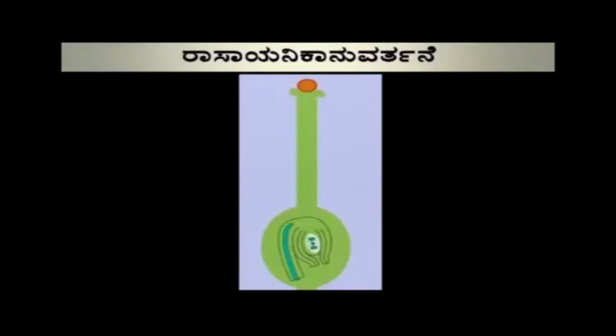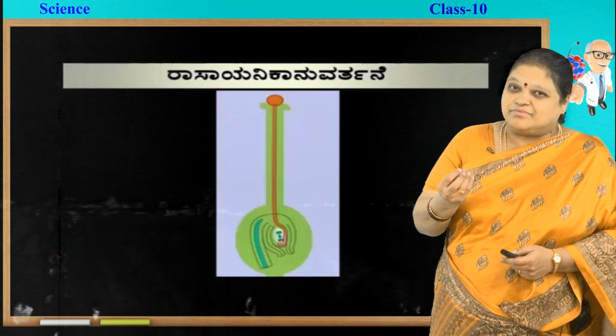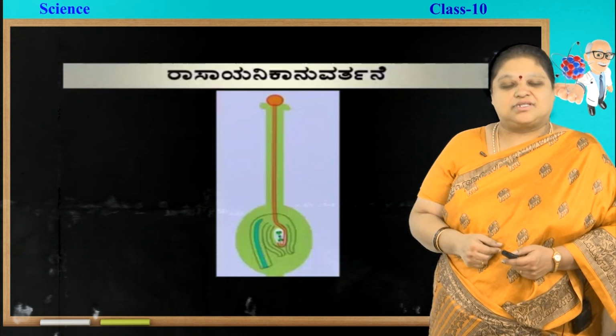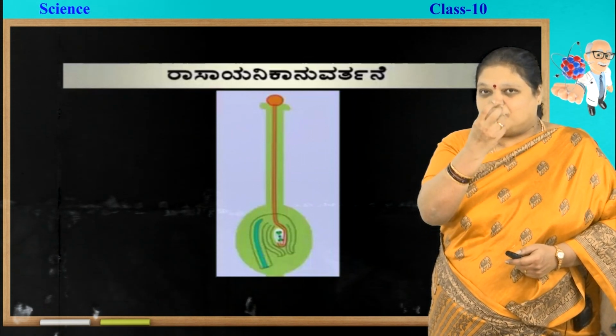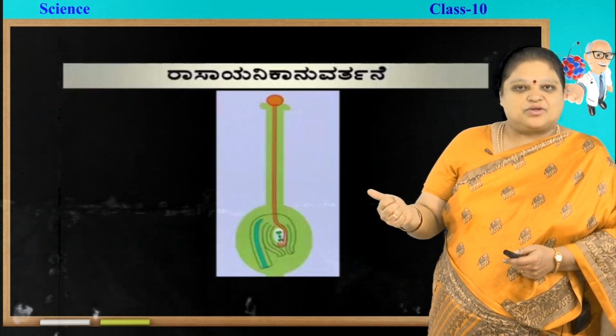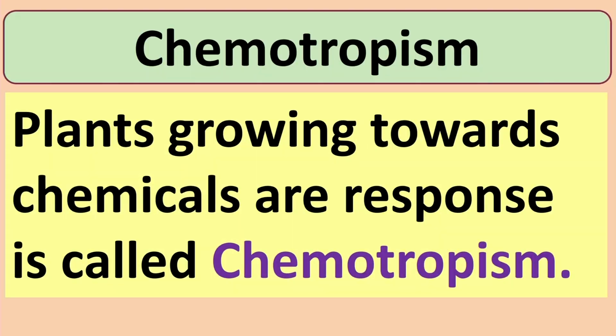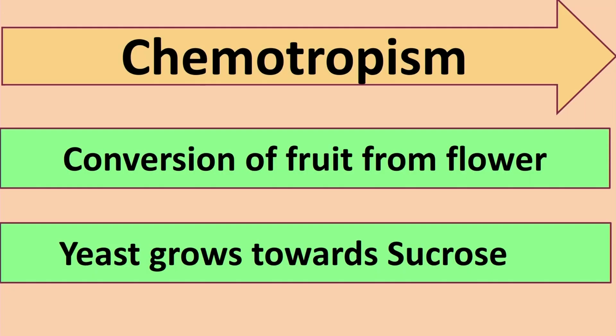Next, you can see another type of tropism. Here you can find a part of the plant, the pollen present on the tip of the stigma is slowly producing a pollen tube towards the ovule. Some chemicals are produced by the ovules that make the pollen attracted. So, you call this chemotropism. Plants growing towards chemicals as a response is called chemotropism. You find several types of chemotropism.